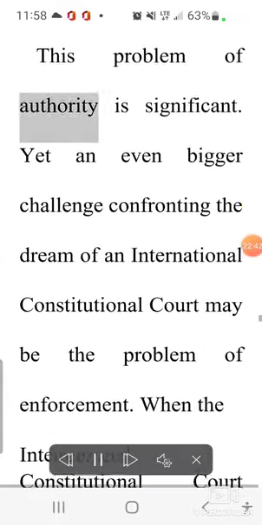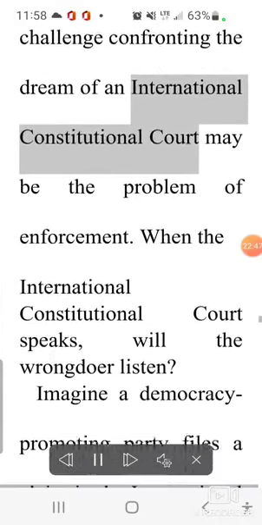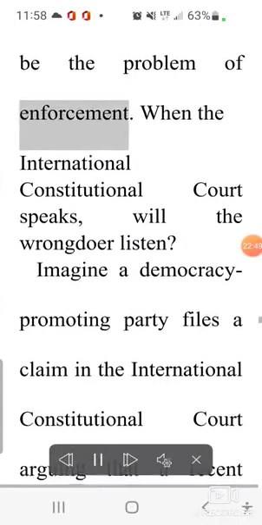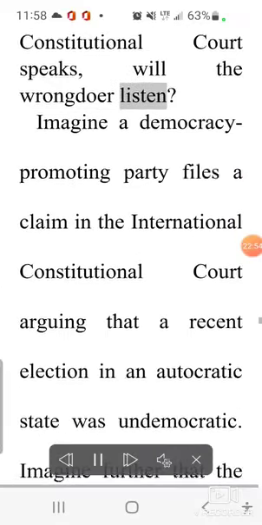This problem of authority is significant. Yet an even bigger challenge, confronting the dream of an international constitutional court, may be the problem of enforcement. When the International Constitutional Court speaks, will the wrongdoer listen?